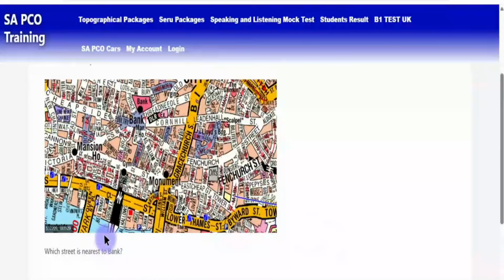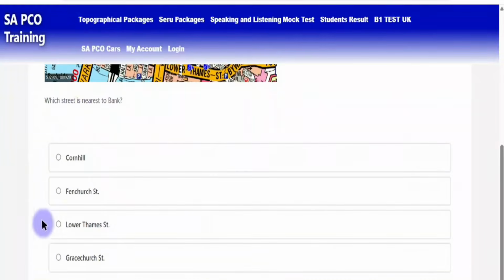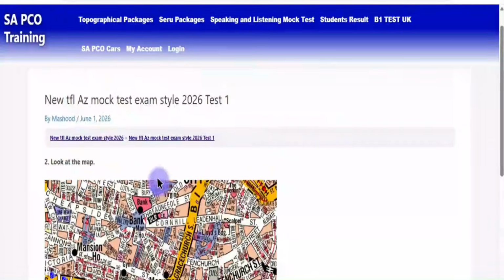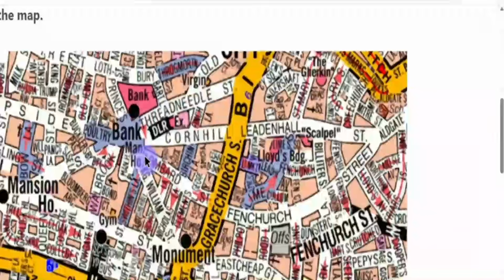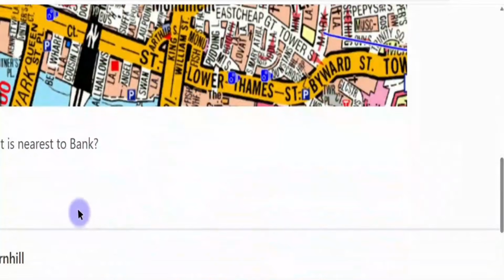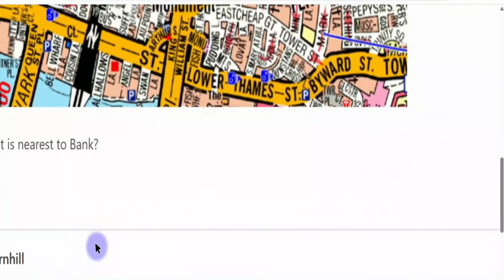Just move next. First, try to read the question: which street is nearest to the bank? So there are possible answers. This is a little bit of a tricky question, because there are many streets. If you see the bank is over here, you'll be able to zoom in the exam as well. So the bank, this is the bank. You can see many streets near the bank, but only one will be the right answer. So just try to read the name of the street first.